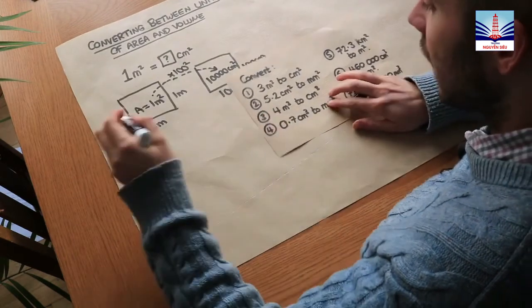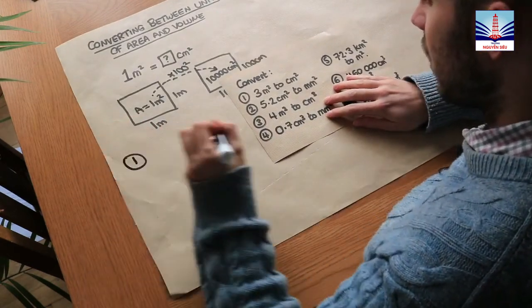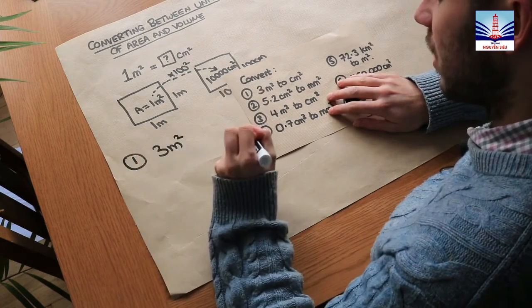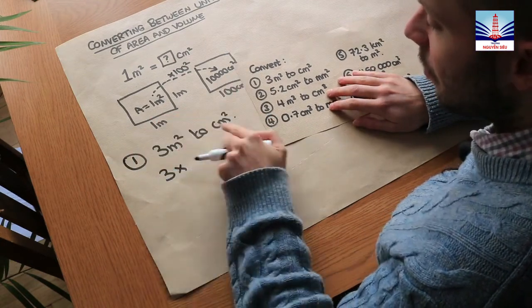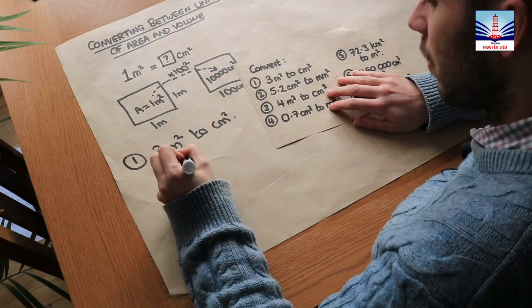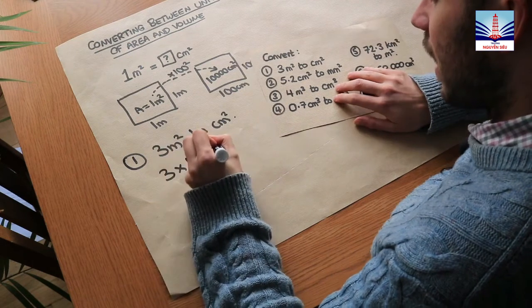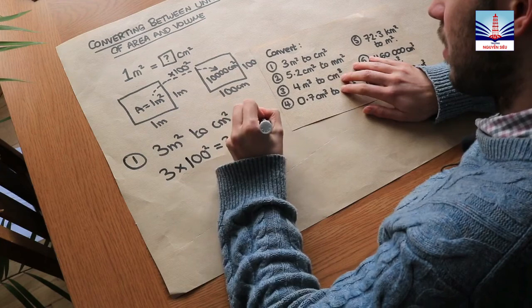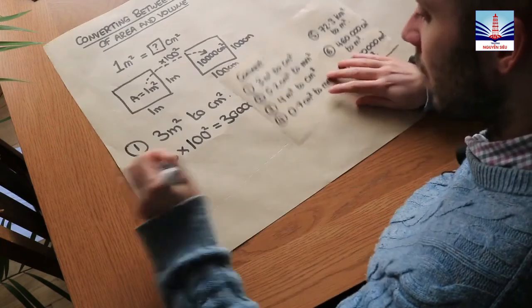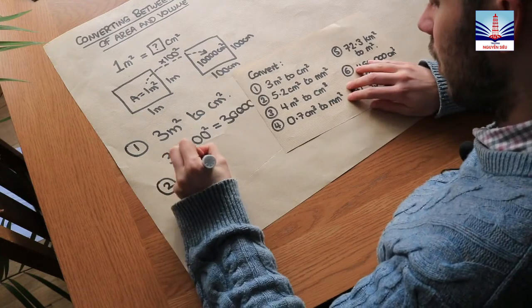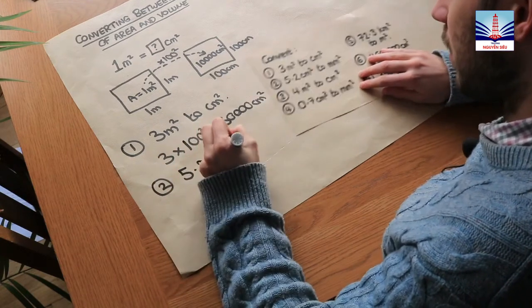So let's use that to answer these questions here. We want to convert 3 meters squared to centimeters squared. What we times by to get from meters to centimeters, we times by 100. So therefore we're going to times 3 by 100 squared, and that would be 30,000 centimeters squared. What about the second one? We've got 5.2 centimeters squared, and we want to convert it to millimeters squared.